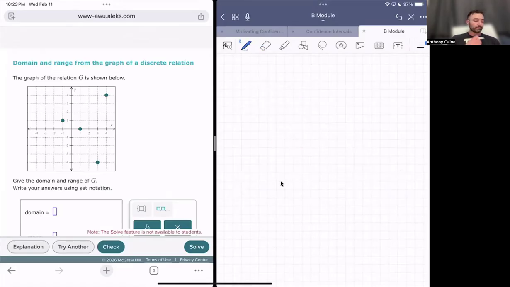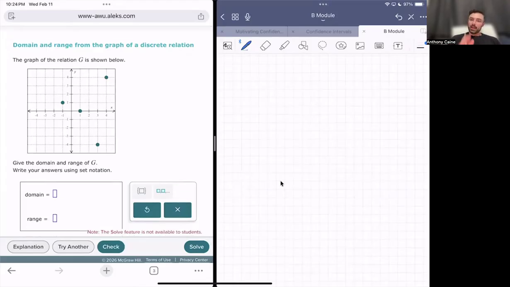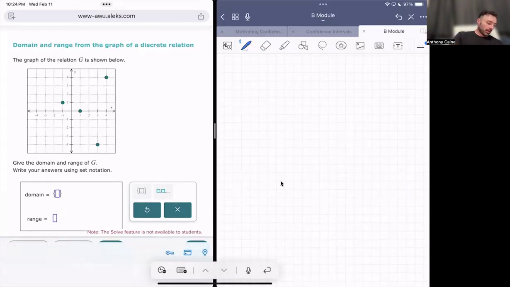We'll do the problem on screen. All right, domain and range from a discrete graph. The x values are domain, the y values are range. So what values do we see as x values of these dots? That's all we have to do. I see a -1. I see a +1. I see a +3 and a +4. Those are the different x values of these dots.